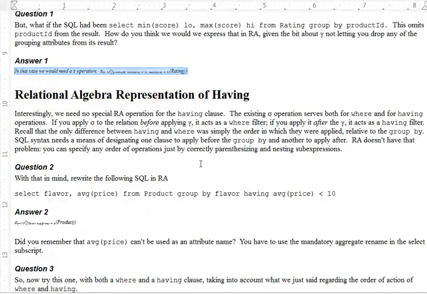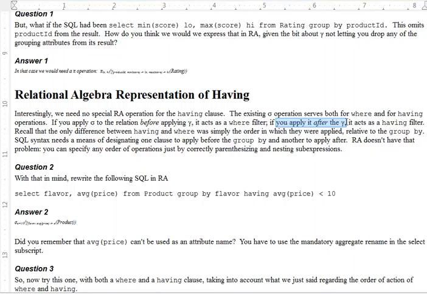Now interestingly, we need no special RA operation for the having clause. The existing select operation serves both for where and for having operations. If you apply select before applying gamma, then it acts as a where filter. And if you apply it after the gamma, then it acts as a having filter. Recall that the only difference between having and where was simply the order in which they were applied relative to the group by. SQL syntax needs a means of designating one clause to apply before the group by and another to apply after. RA doesn't have that problem. You can specify any order of operations just by correctly parenthesizing and nesting sub-expressions.